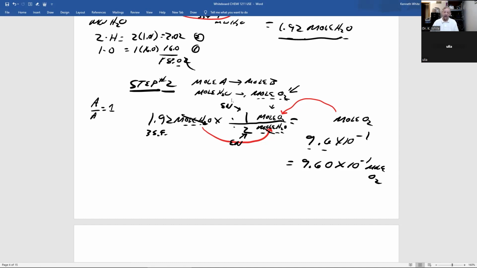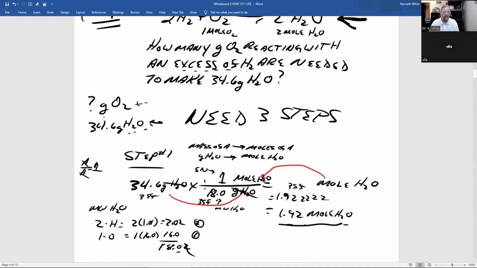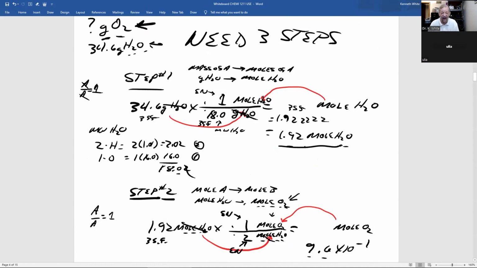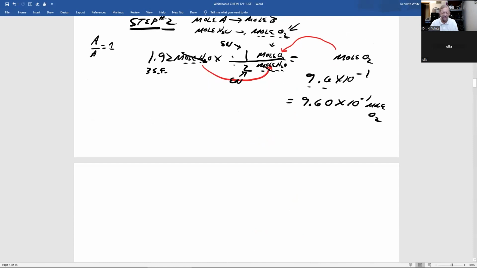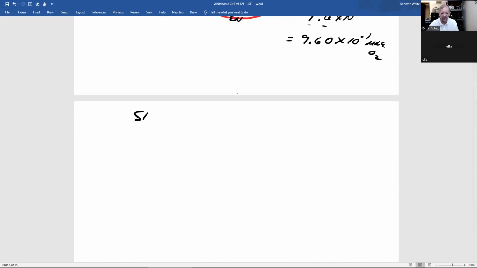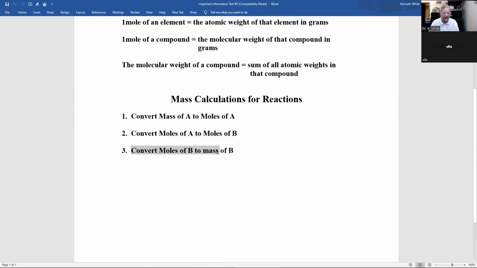Are we done? Well, we've got a number in moles of O2, but if we look up here, we're trying to get grams of O2. Well, it's time for step number 3. Now you know why this is 10 points. What's step number 3? Well, let's go look at important information, test number 2. And step 3, convert moles of B to mass, which means grams of B.